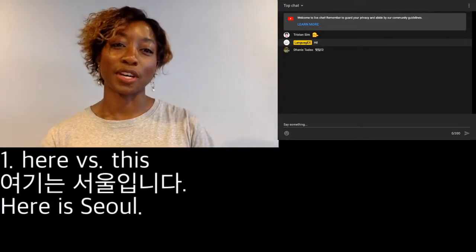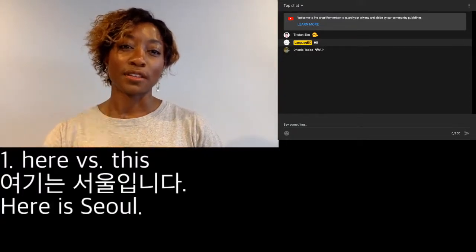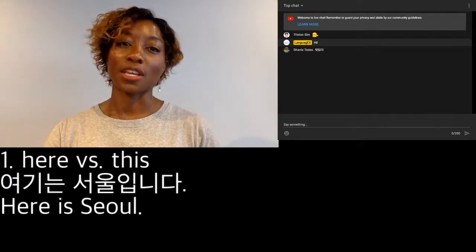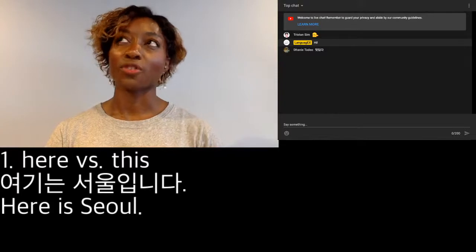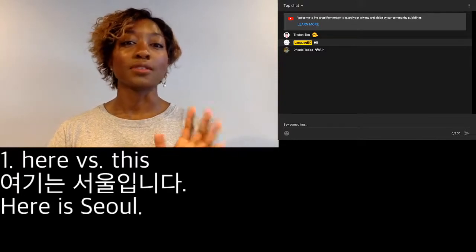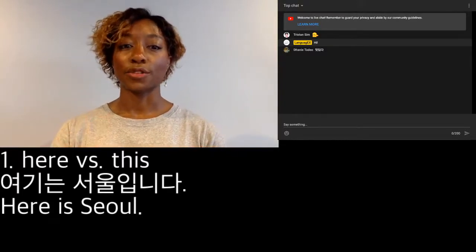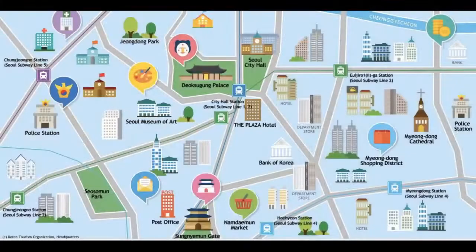Yeah, so we've got the first one. The first common mistake is using here instead of this. You know, in Korean, you say 여기는 서울입니다. If you're talking about a map of Seoul, like there's this map of Seoul, you would say, oh, you know, 여기는 서울입니다.